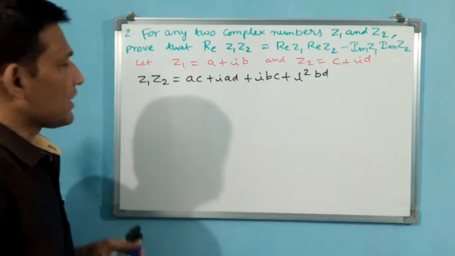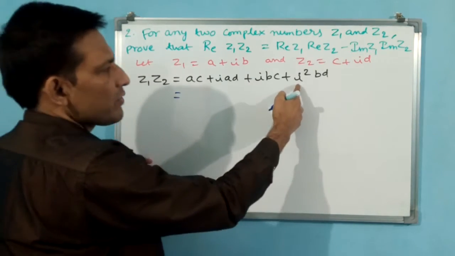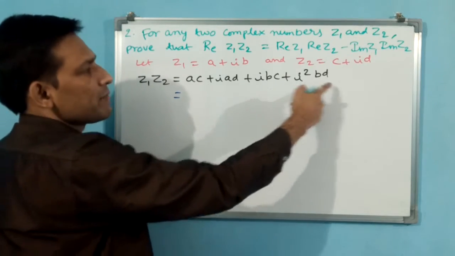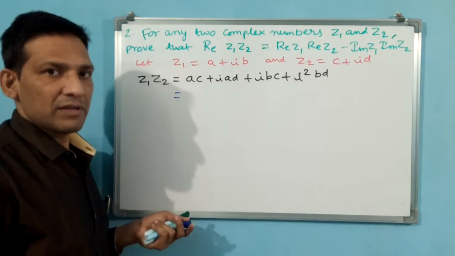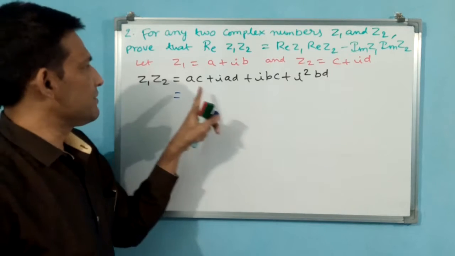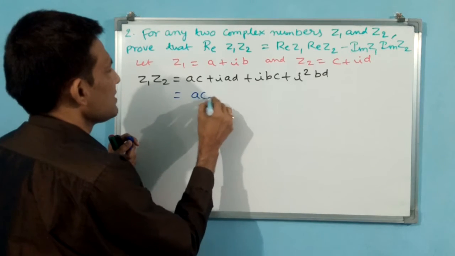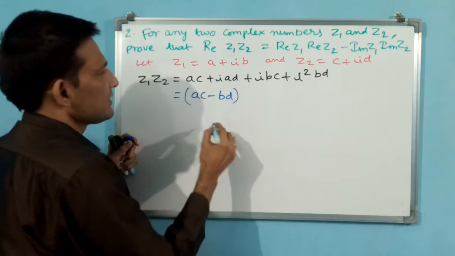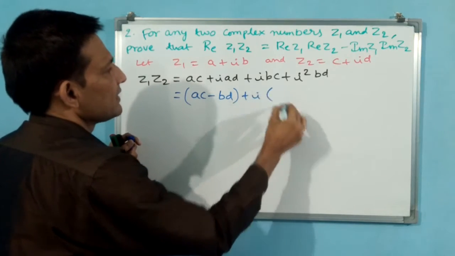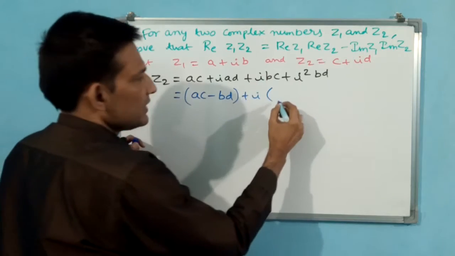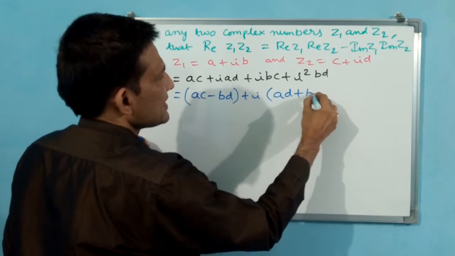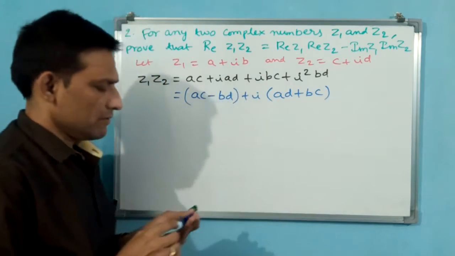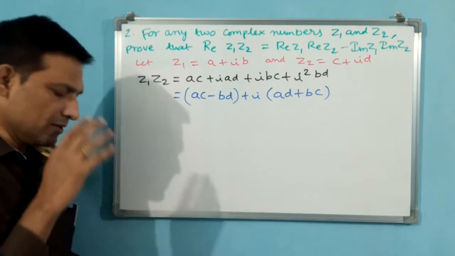But finally, how do you have to write this one? See, i square is a real number here. Why? Because i square is going to become minus 1, so minus bd. Minus bd means ac minus bd, the real part. ac minus bd. But this real part you put in parentheses. Plus i, ad plus bc. Okay? ad plus bc.